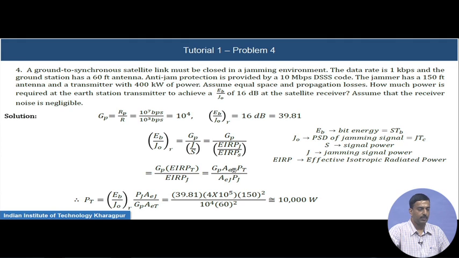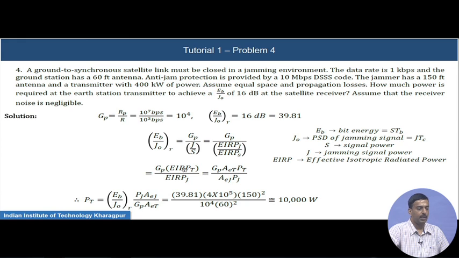Here AET is the effective aperture of the transmitting antenna at the ground station, and AEJ is the effective aperture of the antenna at the jammer. Of course, while making this assumption that antenna gain is proportional to the effective aperture, we assume that both the transmitting station as well as the jammer have the same wavelength.